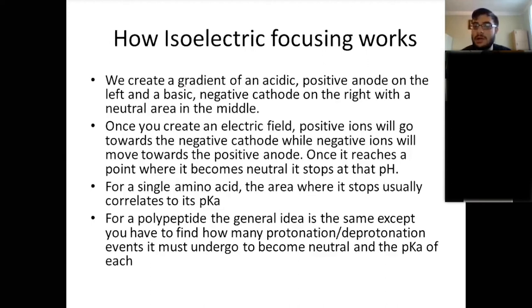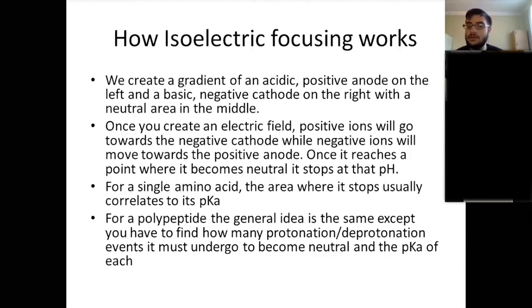For a single amino acid, the area where it stops is exactly where its pKa is. Because like I mentioned, pKa is the transition from protonation to deprotonation, depending on which way you look at it. So the pH at which the amino acid will stop is its pKa value, okay? It will stop at the transition point where it first transitions, and that's it. It won't go any further because it's already neutral.